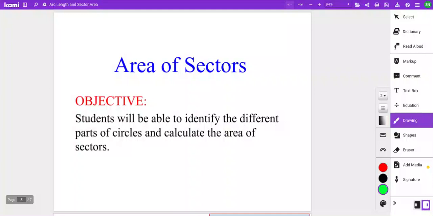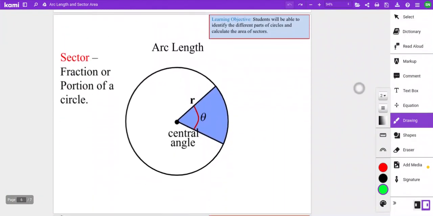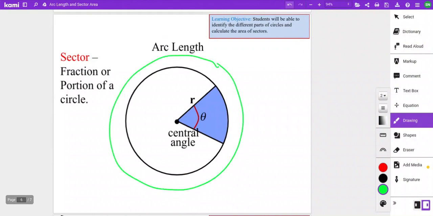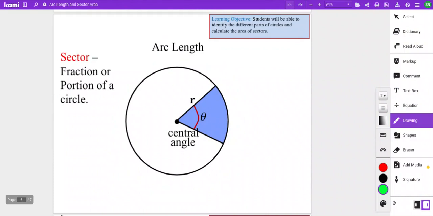Hello, in this video we will be able to identify the different parts of a circle. We'll focus on radius and central angle in order to calculate the area of sectors. Here we have a circle. We are not interested in the entire circle, we are interested in a sector, which is a fraction or portion of a circle.